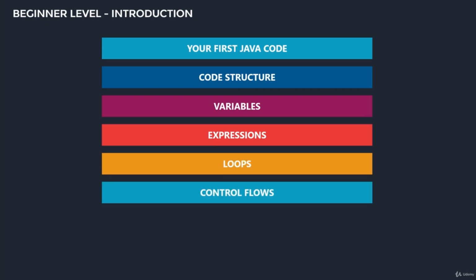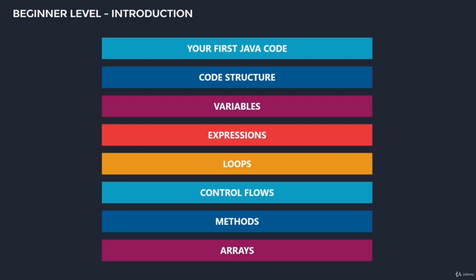After that, we will move on to control flows, which will help you to make decisions based on the variable values. Then the topic of methods will come. They help you to wrap commands that connect to each other and make the code reusable and more readable. And last, arrays. They help you to store many values in one single unit.